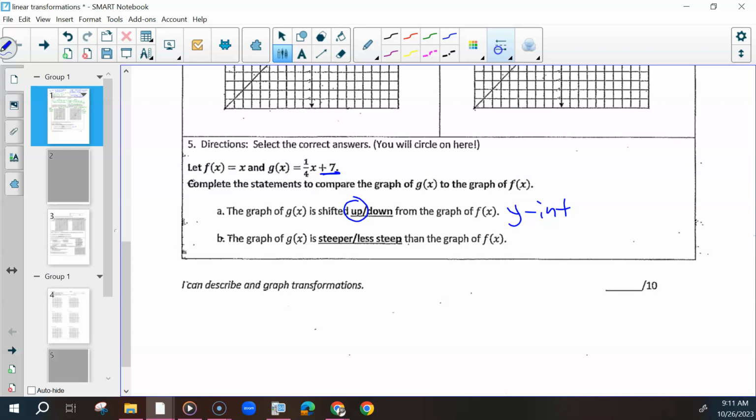Okay? Now, if the first one was y-intercept, then this one is slope. We're comparing the two slopes. Did this get steeper or less steep? Less steep. How do we know that? Because of the fraction. And not just because it's a fraction, but specifically it's a fraction where the numerator is less than the denominator. It could be a fraction like 3 over 2, but that would be greater than 1, because that would be 1.5. So keep that in mind. If it's a fraction with the numerator less than the denominator, then it is less steep. Okay. Questions on number 5?